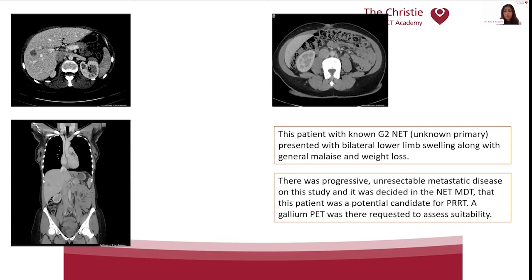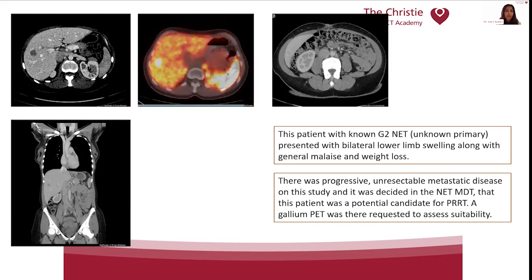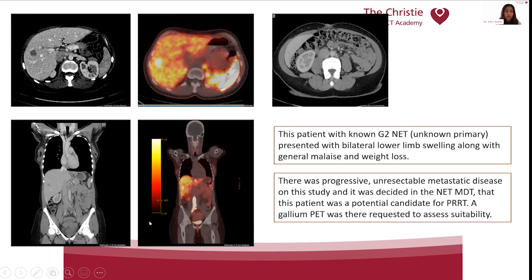She had progressive unresectable disease, and it was decided in the NET MDT that she was a potential candidate for PRRT. So she'd been on somatostatin analogs and she progressed. So a gallium PET CT was requested to assess suitability. So this shows axial and coronal images from the PET CT. The liver metastasis was highly avid, so it has uptake greater than liver. And so did the tumour that was within the IVC. So the tumours have to have uptake at least greater than liver to be eligible. So she went on to have PRRT.